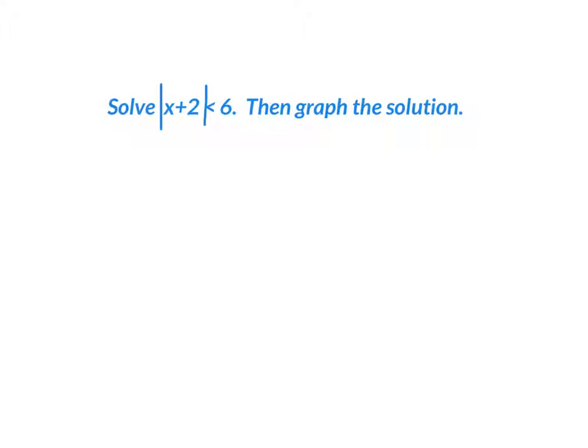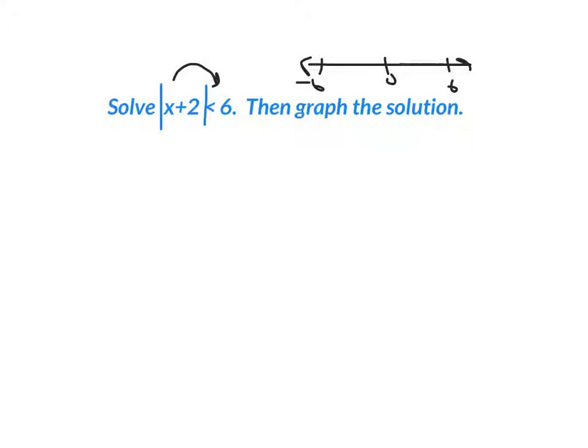Okay, last slide. Absolute value of x plus 2 is less than 6. Then graph. We can do the same thing. There are two numbers that are 6 away from 0. 6 and negative 6. But this is saying the absolute value is less than 6. So less than 6 away from 0.